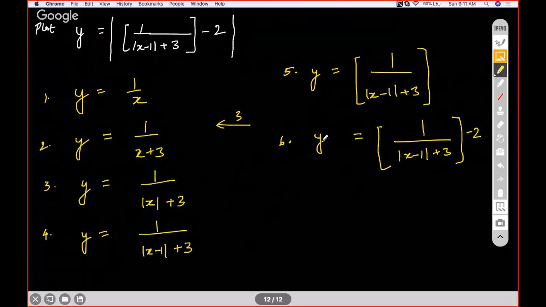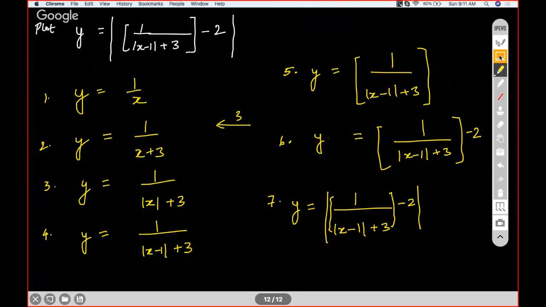Now you shift it 2 units down, and then you take the modulus value of the whole thing. That means whatever was below the x-axis, you send it above, and whatever was already above, you don't disturb it, because it's modulus of f of x. The roadmap is perfect.